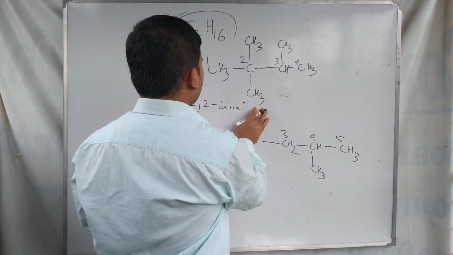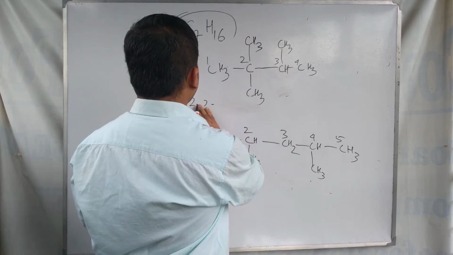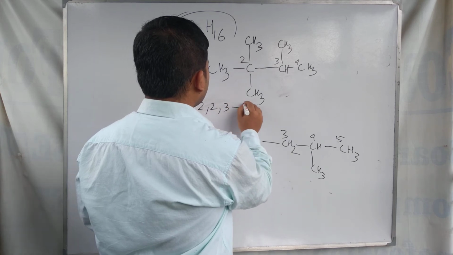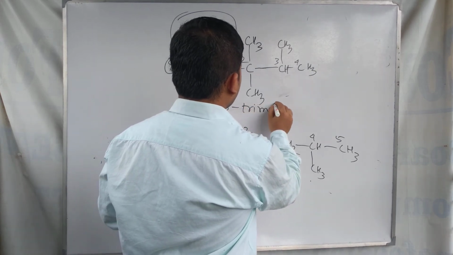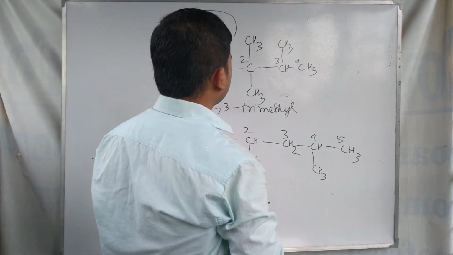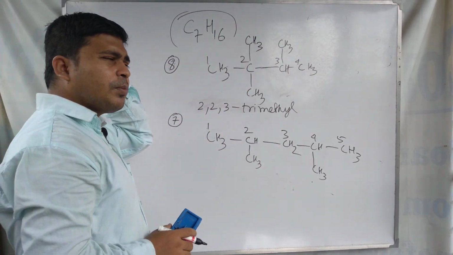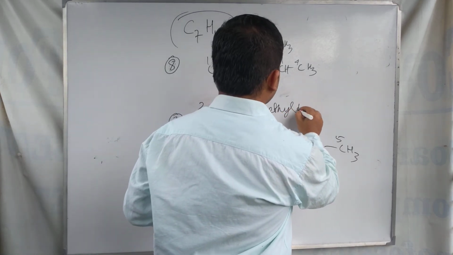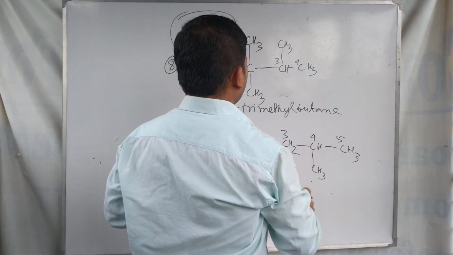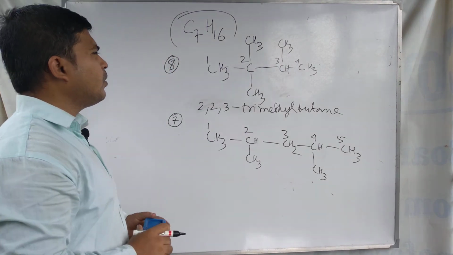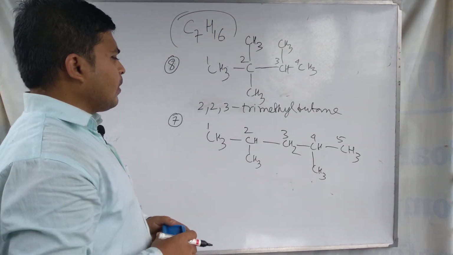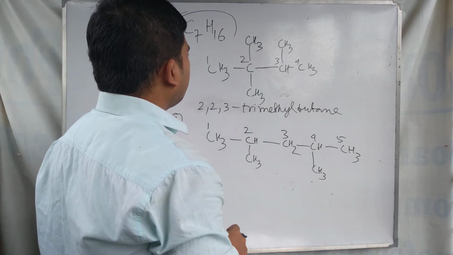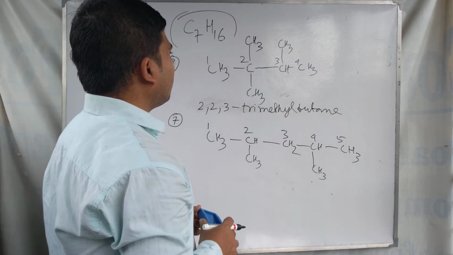2 2, or you can see we can write 2 2 3 trimethyl, because same type of substituent present. So 2 2 3 trimethyl butane, 4 carbons are present, therefore it's called butane. So this is the 8 number isomer and after that we have to draw the ninth number.